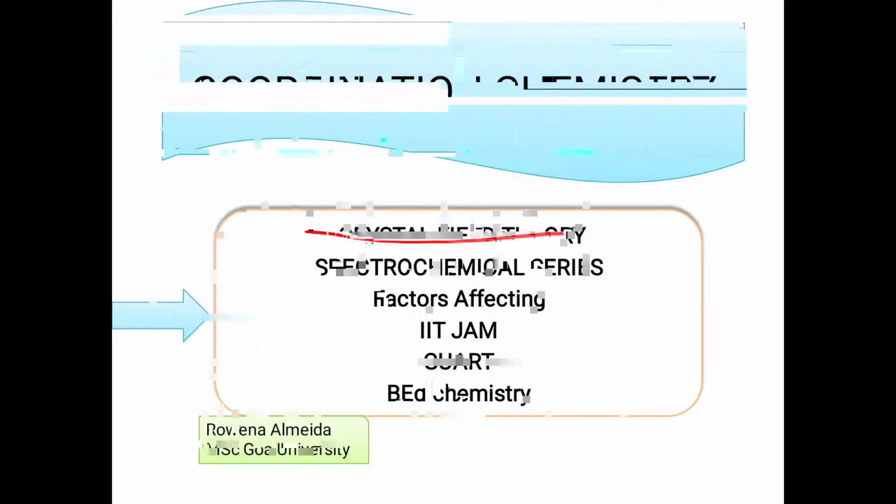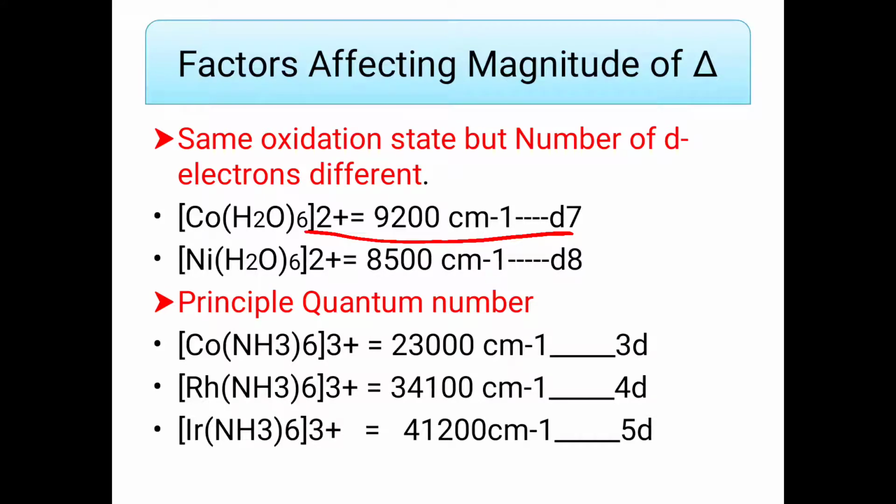As you see in this complex, the d electron count is d7, and nickel is d8. So the one which has a lesser number of d electrons causes higher splitting than the one having more d electrons. Okay.